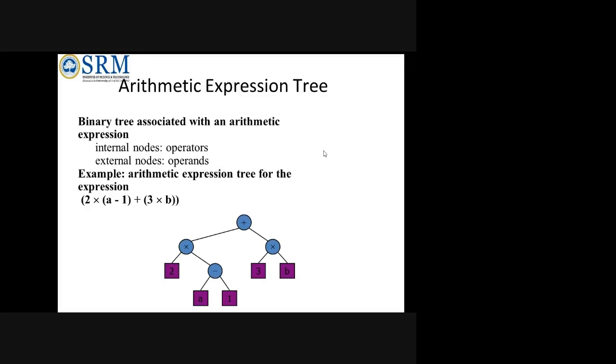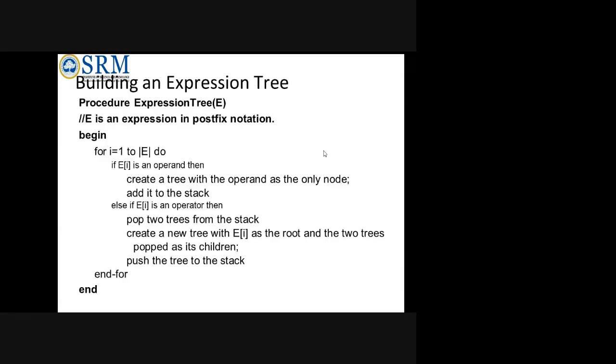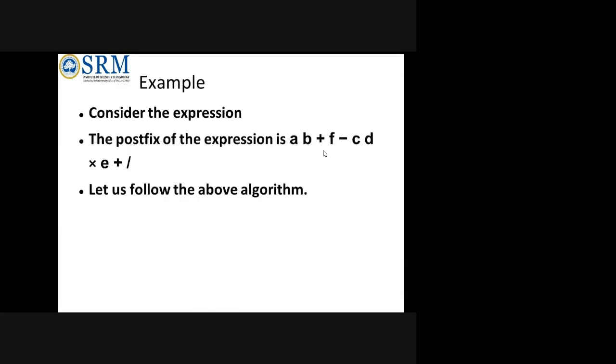An arithmetic expression tree is nothing. You know about a binary tree, normally it will have a left and right child. If it is not having a left child, we'll be giving it as null. Otherwise, it will be having some few branches. So building an expression tree is nothing but how you evaluate a postfix expression.